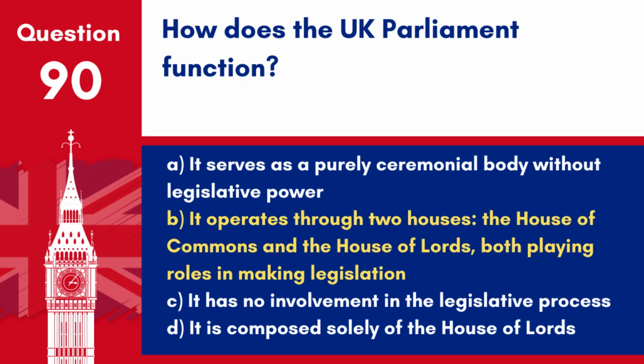Answer B. It operates through two houses, the House of Commons and the House of Lords, both playing roles in making legislation. The UK Parliament functions through these two chambers, with both having distinct roles in the legislative process.